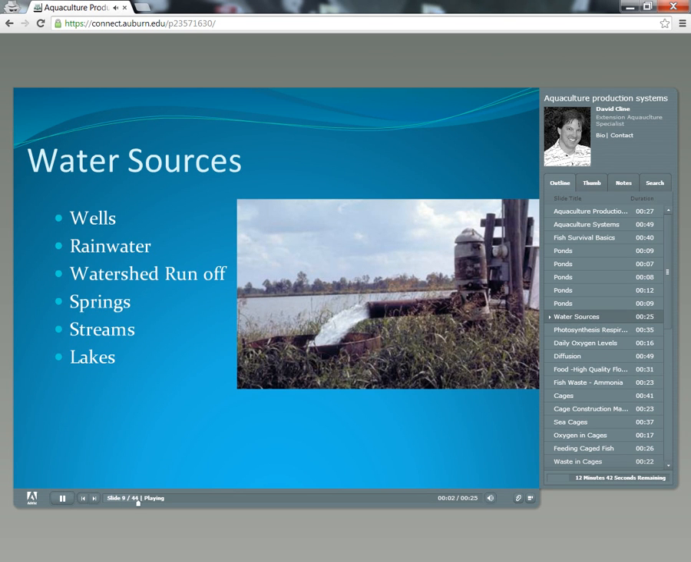Water to fill the ponds can come from wells, rain, runoff, springs, streams, or other bodies of surface water. Well water is generally the most consistent and reliable, but can be expensive to move the water with pumps. In Alabama, most of the water is captured rainwater, but in Mississippi, most of the pond water comes from underground wells.